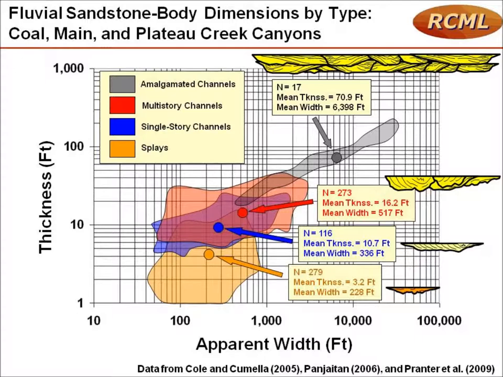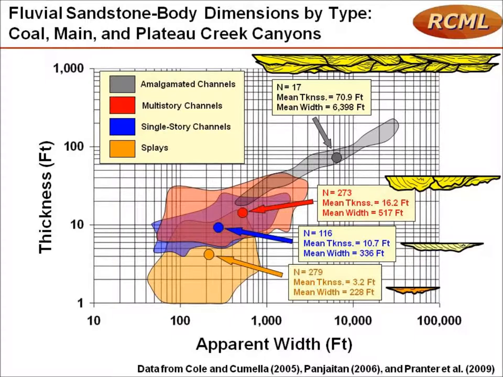And so then this shows the statistical information on those deposits. So this is apparent width. And again, as I told you about the canyon walls, what nature is providing us to look at, we don't exactly know where we're cutting it. So really we should put apparent thickness here as well. So apparent thickness versus apparent width.